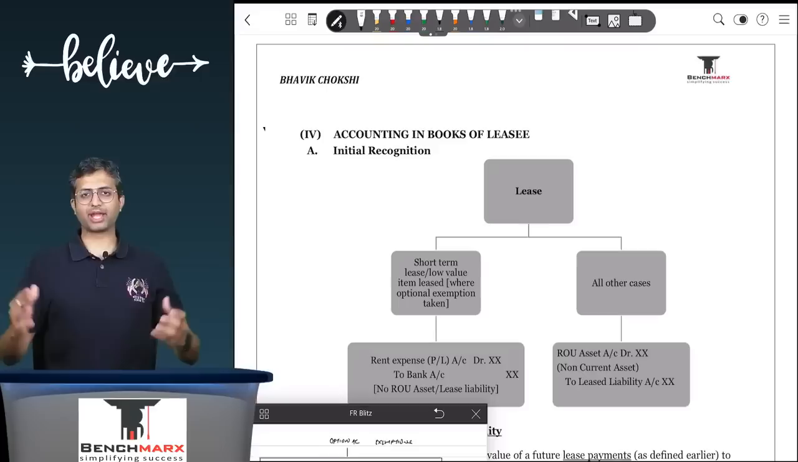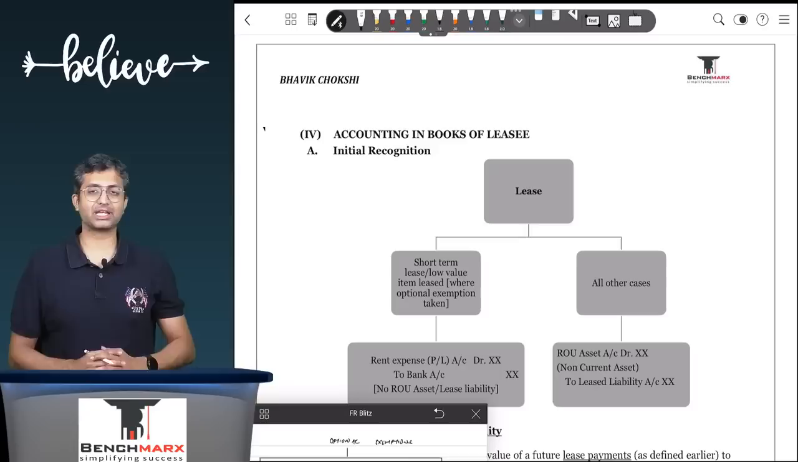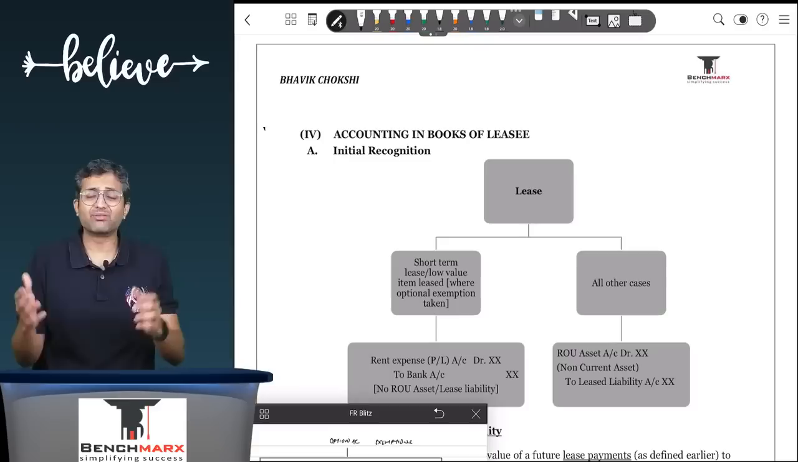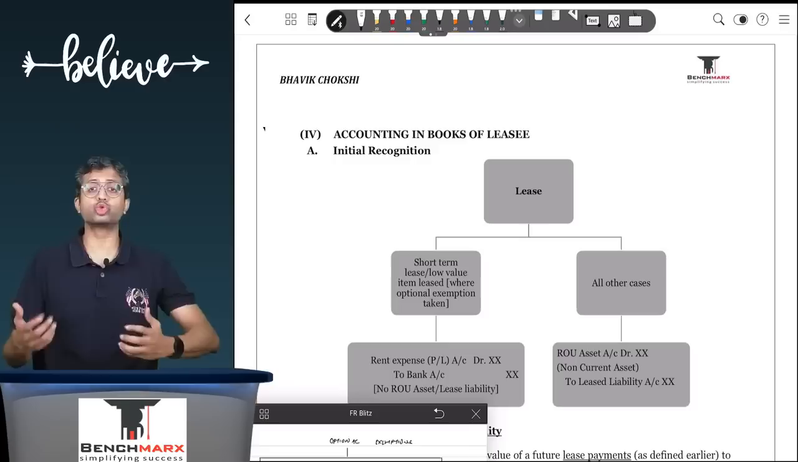We will now go to the second and the numerically more important part of IND AS 116. This is a part which is more important from an exam perspective as well as a practical perspective, where we actually deep dive into the accounting. So let us say we are not covered by any of the optional exceptions and we are going to do the accounting for the lessee.